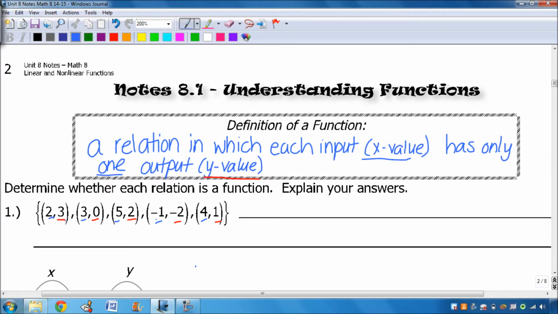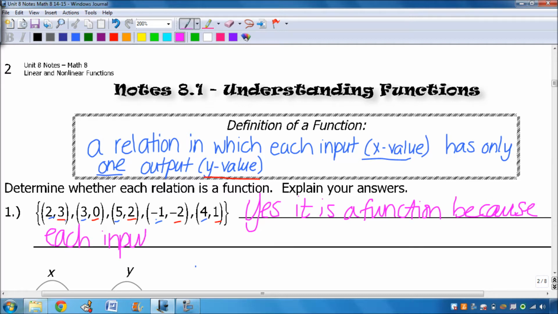The input of 3, its only output is 0. The input of 5 has only an output of 2. The input of -1 has only an output of -2. And the input of 4 has only an output of 1. There are no inputs that have more than one output. So what we're going to do is we are going to say, yes, this is a function, because each input has only one output. Okay?